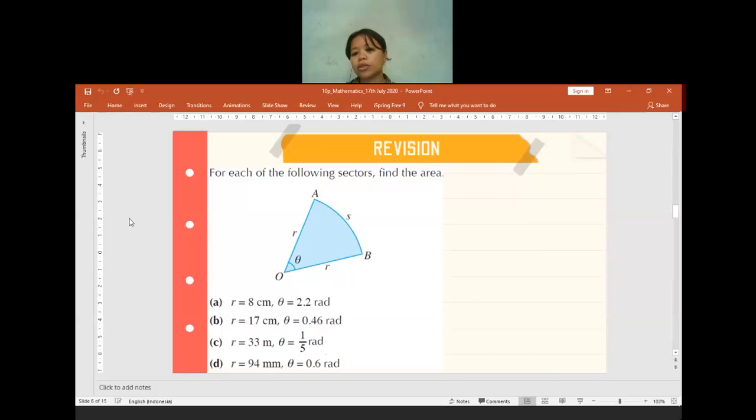Now I will move to this question. For question C, let us continue. For question C, how many centimeter square is the sector area? 108.9. Okay. Is there anyone who gets a different answer or is confused?